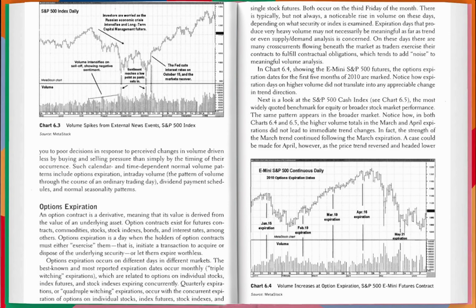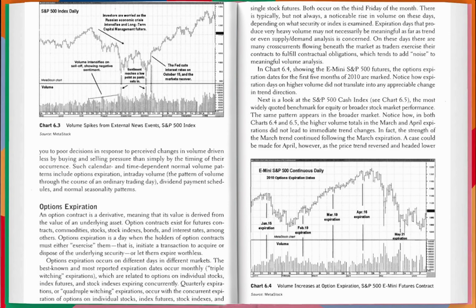In Chart 6.4, showing the E-mini S&P 500 futures, the options expiration dates for the first 5 months of 2010 are marked. Notice how expiration days on higher volume did not translate into any appreciable change in trend direction. Next is a look at the S&P 500 cash index. See Chart 6.5, the most widely quoted benchmark for equity or broader stock market performance. The same pattern appears in the broader market.